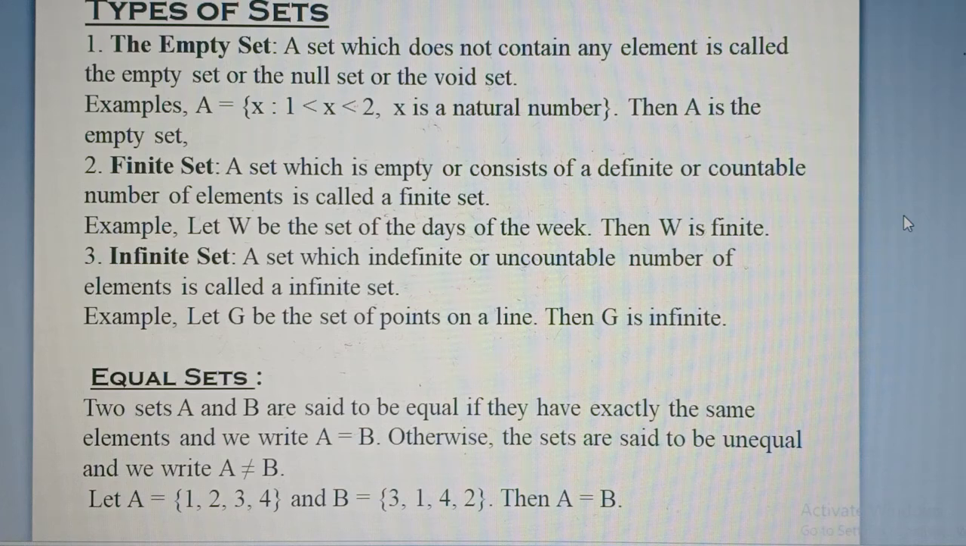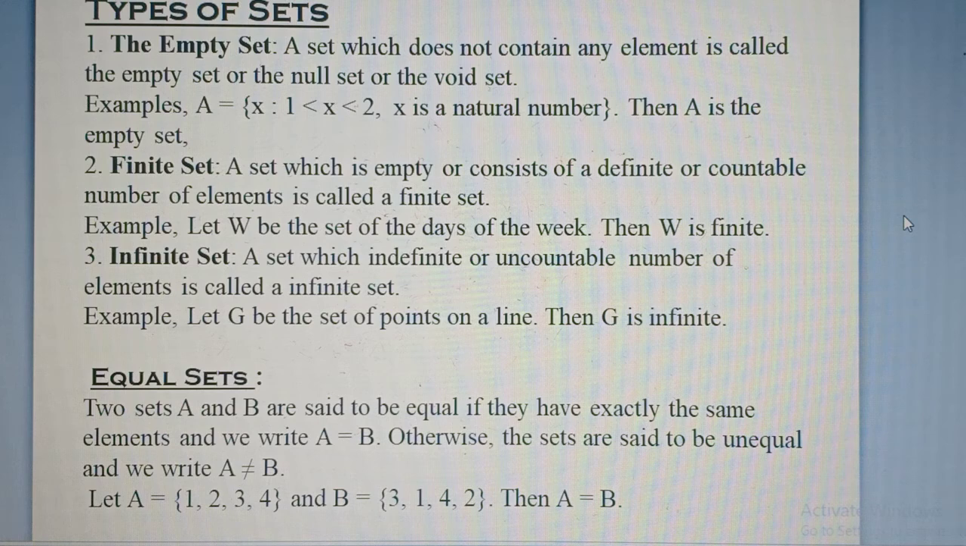So students, the next is the finite set. A set which is empty or consists of a definite or countable number of elements is called a finite set. So students, finite sets are those sets where the number of elements can be counted. Such sets are called finite sets. For example, W is the set of days of the week. There are 7 days, so we can easily count and write the set.